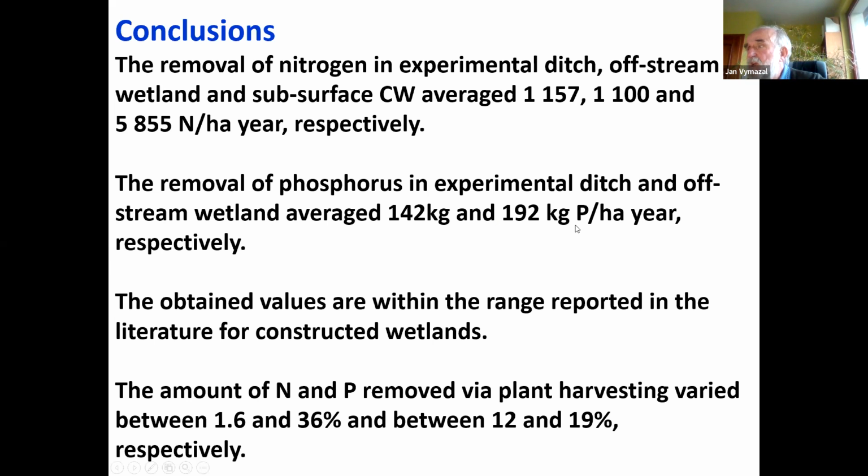Removal of phosphorus in our experiments varied between 140 and 190 kilograms phosphorus per hectare per year, also very much comparable with the literature data. We didn't follow phosphorus too much in the last study because the inflow concentrations were very low, and that was not a big problem. In terms of plant removal, it varies between 1 to 36 and between 12 to 19% for nitrogen and phosphorus.